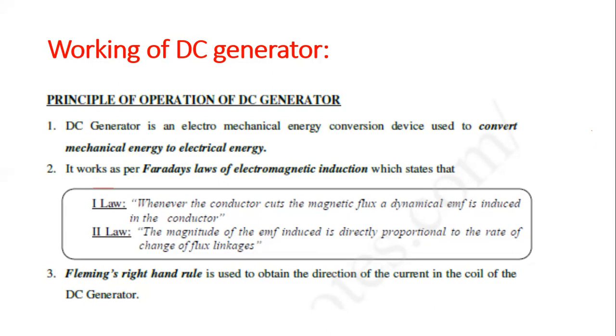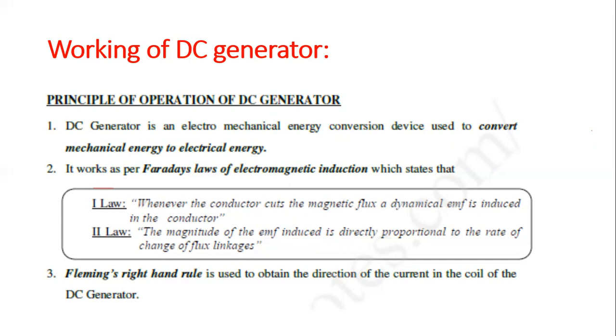How many laws are there? We have two laws, the first law and the second law. What is the first law? Whenever a conductor cuts the flux lines, an EMF is induced. That is Faraday's first law. Next, what is the second law? The magnitude of induced EMF is directly proportional to the rate of change of flux linkages. This is the second law.